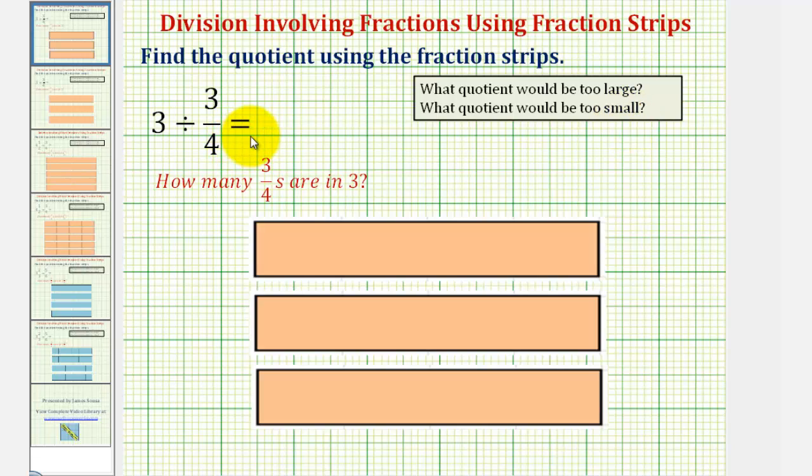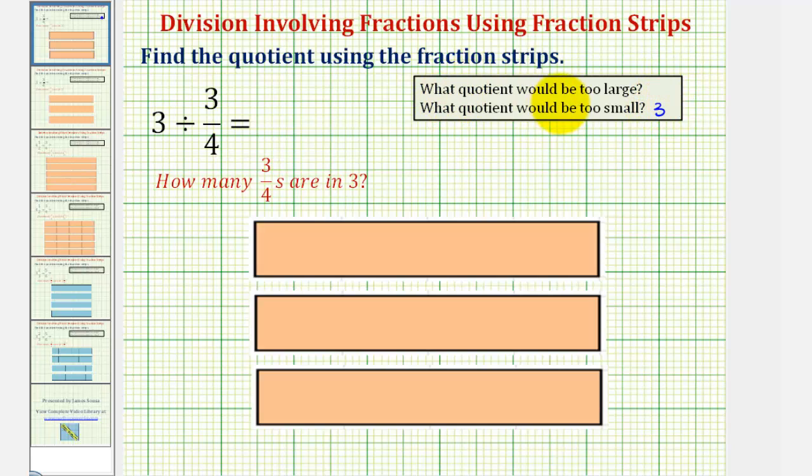upon the given quotient. Well, if we consider the quotient 3 divided by 1, this would be too small compared to 3 divided by 3/4, since 1 is greater than 3/4. And we know 3 divided by 1 is equal to 3, so our quotient should be larger than 3.